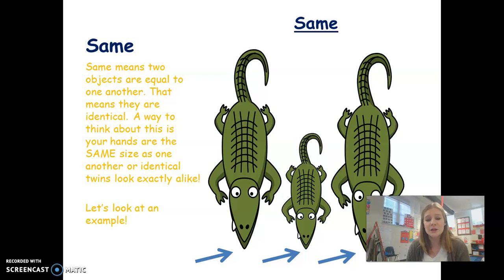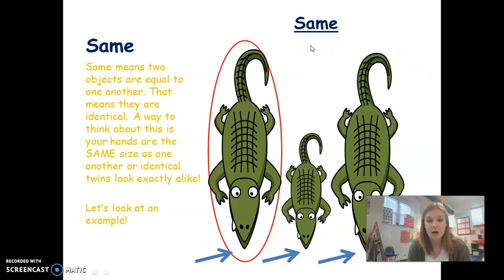And now I need to look and say, which two are the same? Well, the baby alligator in the middle does not go as long as those two big alligators. His tail stops at their stomachs and they keep going. So I'll look at those two big alligators and say, their endpoints are lined up and their tails stop at the same spot. So I think those two are going to be the same.